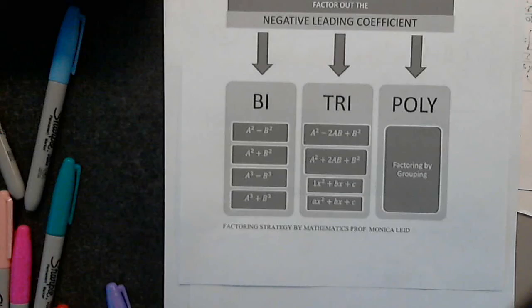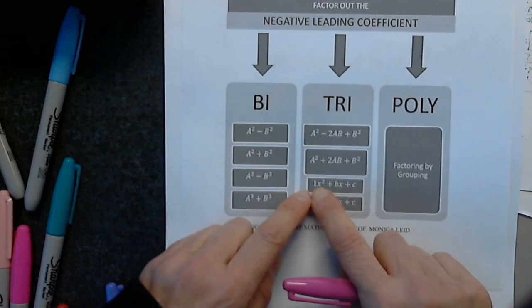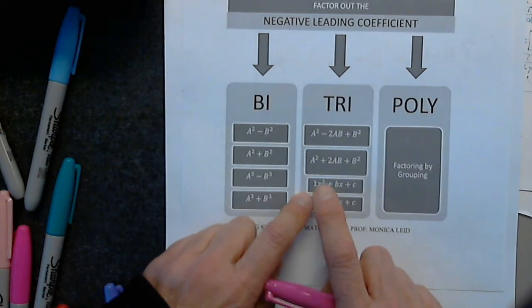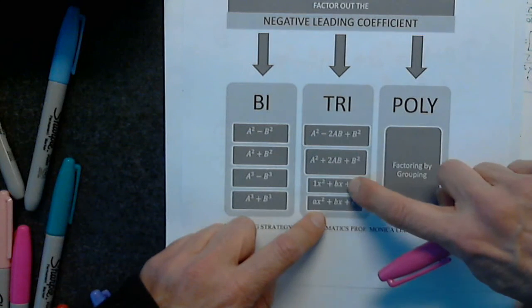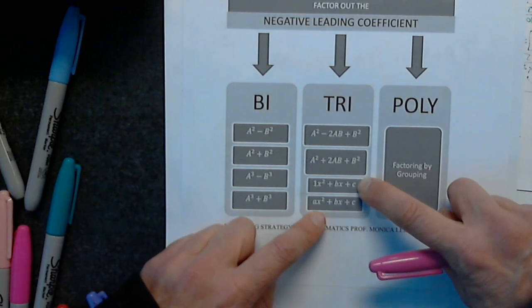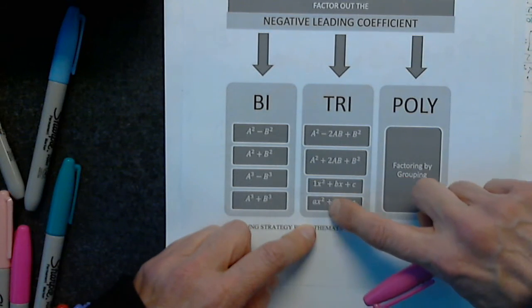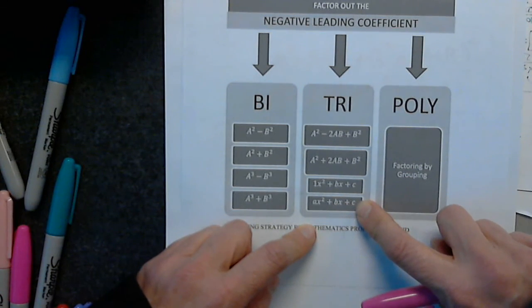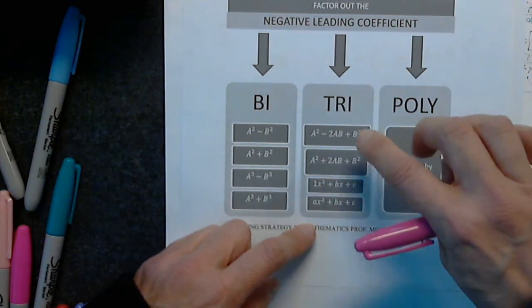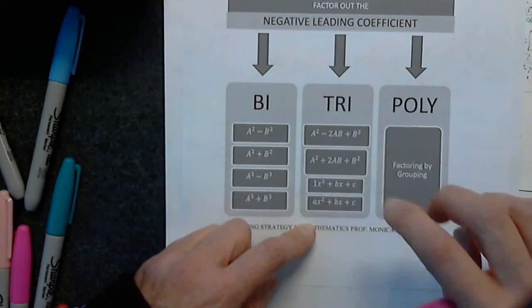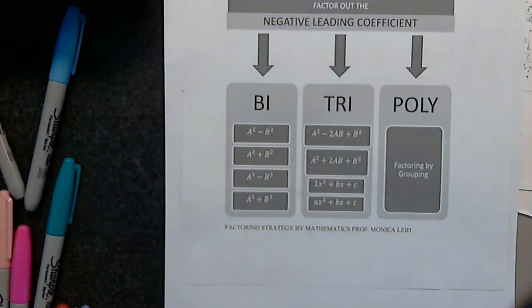So if the leading coefficient is 1 and special products do not work, we are going to apply the strategy that I'm showing now. If the leading coefficient is not 1, then we're going to apply this strategy that I haven't shown yet. And if this doesn't work, the polynomial is prime. Not all polynomials are factorable. We hope they are, but they're not.